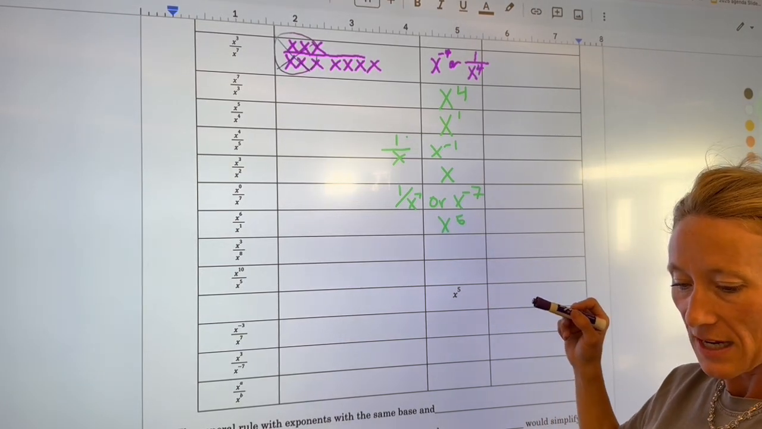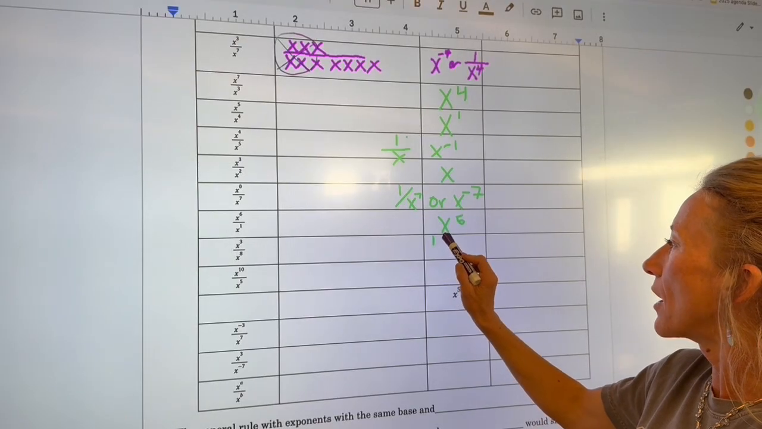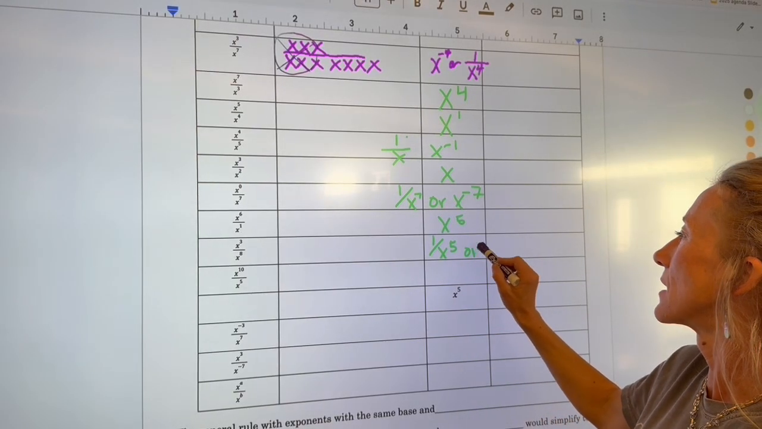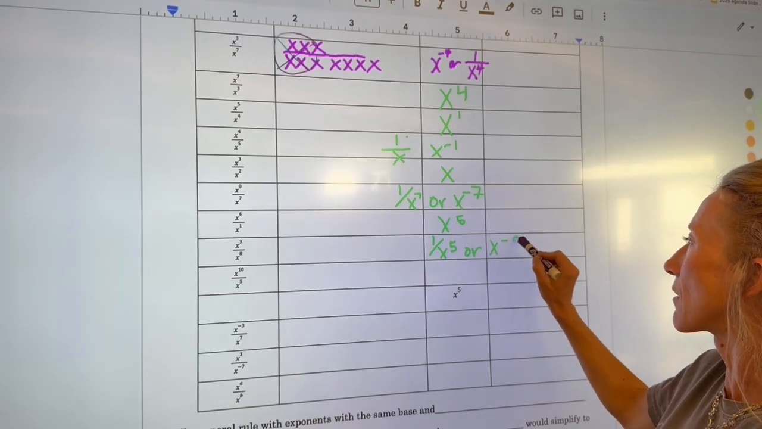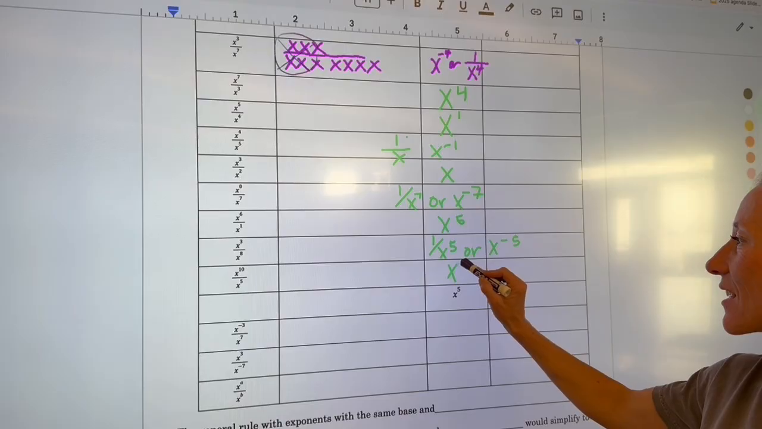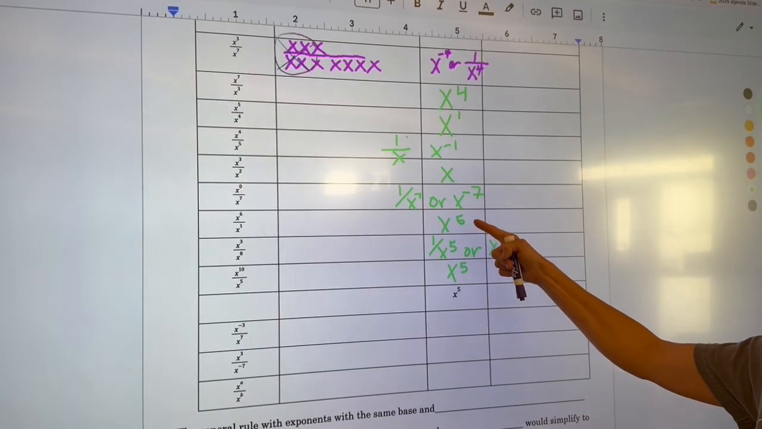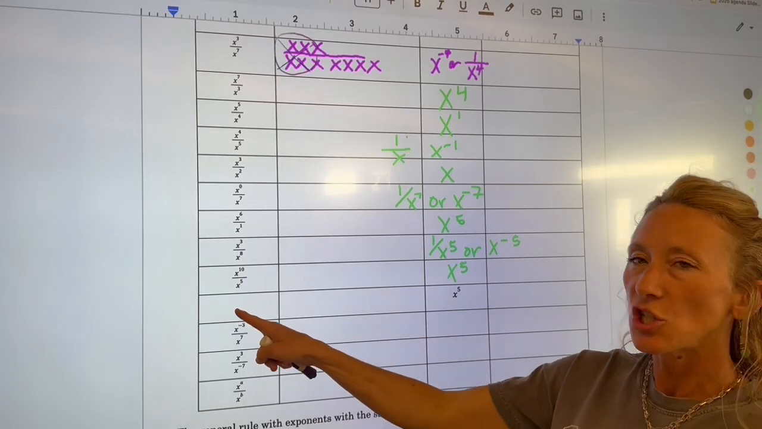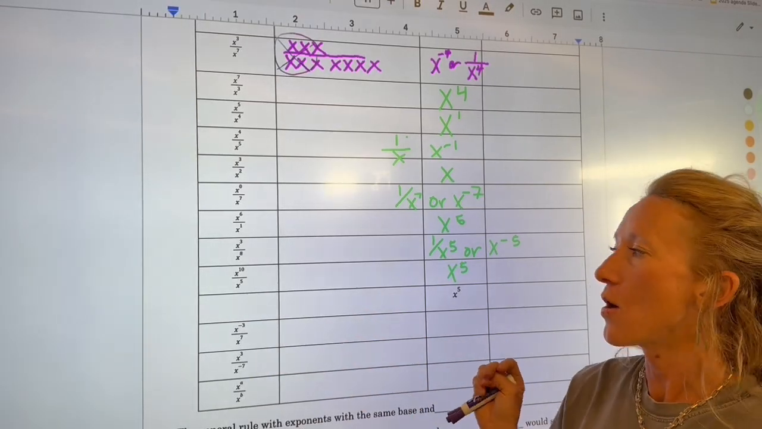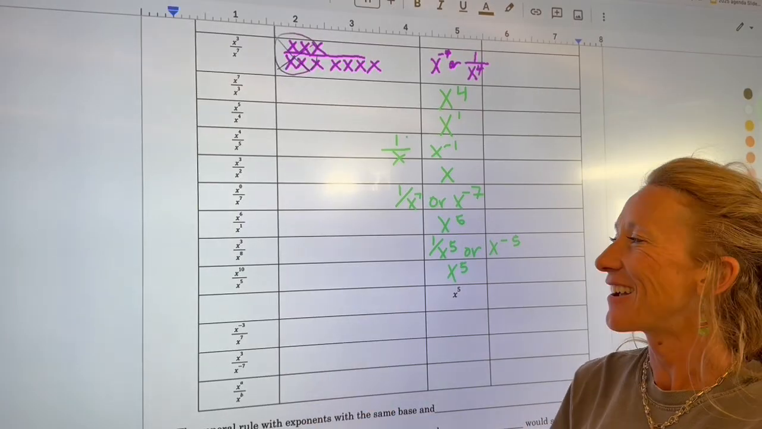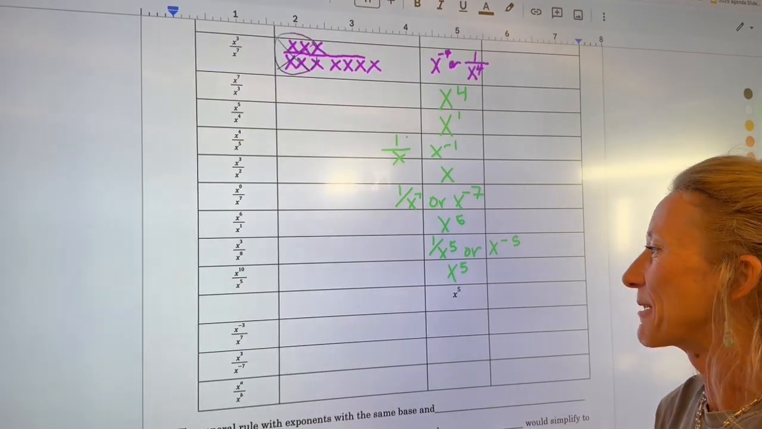For 3 and 8, that's going to be 1 over x to the 5th, which you could also write as x to the negative 5th power. For 10 and 5, that's x to the 5th. And so we've got 2 different ways to get x to the 5th. Here I wonder, could you come up with a third way or your own new way using different exponents? I bet you could. Let's see.